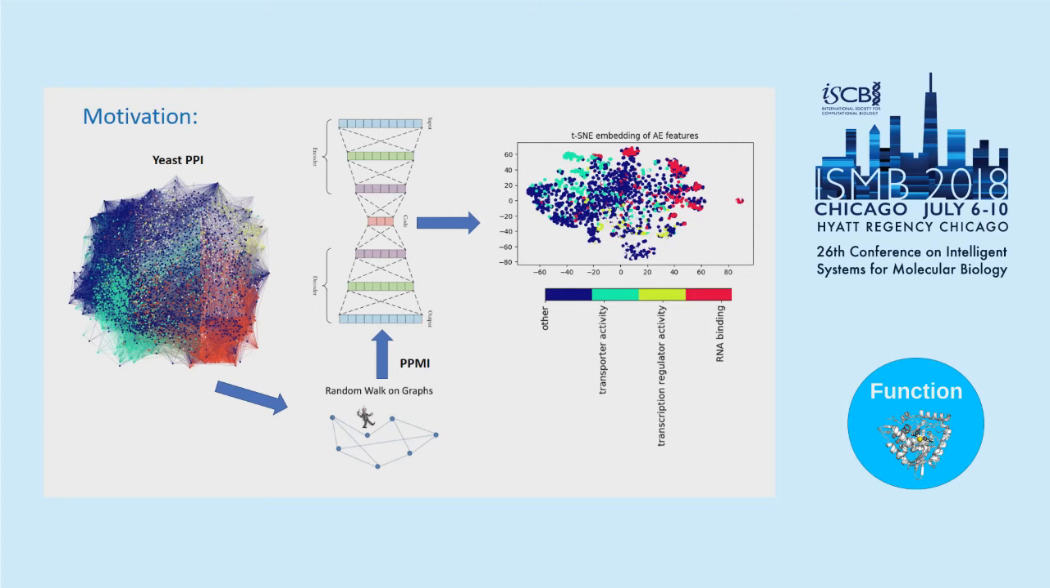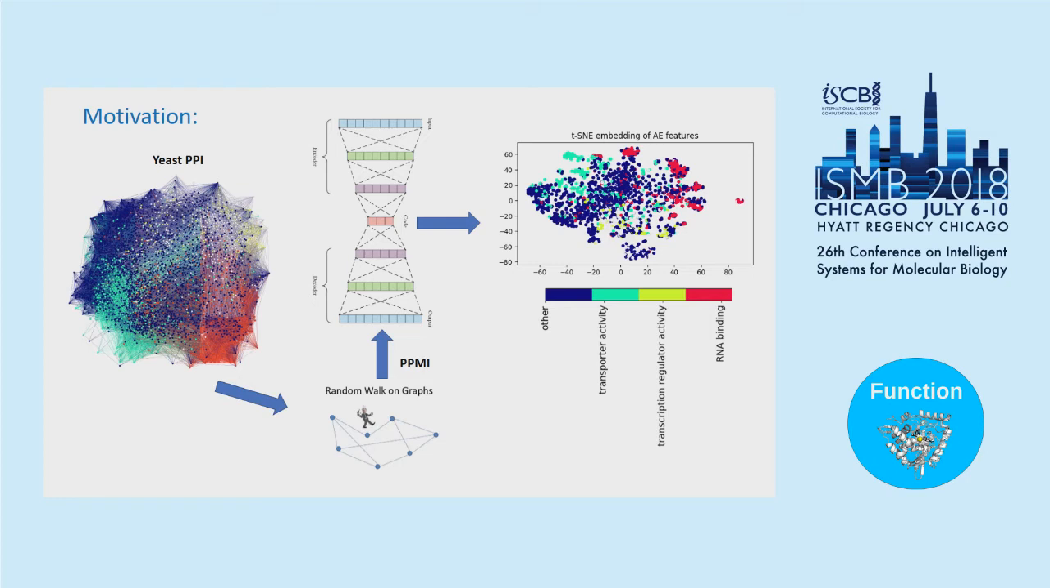If the approach works, then what you would expect is that the proteins that are localized in the same part of the network, colored also depending on the type of function they are performing, are also localized in the same part of the low-dimensional space. And then these features can be used for predicting function.